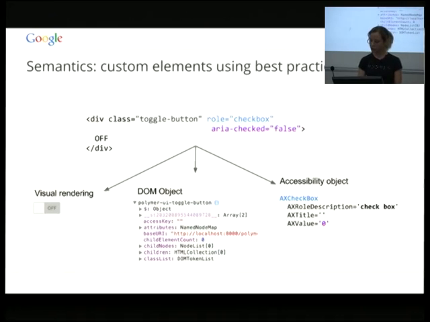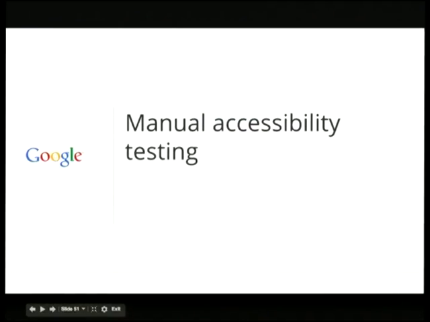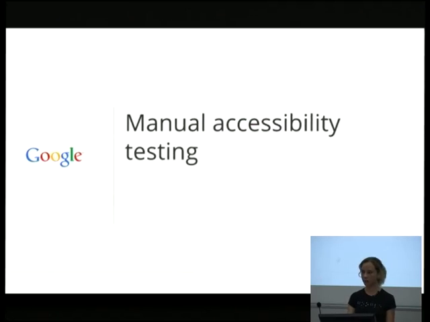But adding the role and adding this checked state means that it's going to show up as a checkbox, and it's going to say that it's not checked. So this is going to mean that the screen reader user can actually interact with that. Okay, so that's a really quick background on accessibility for anyone who hasn't done that much with it before. I'm going to look at how you actually test for it.